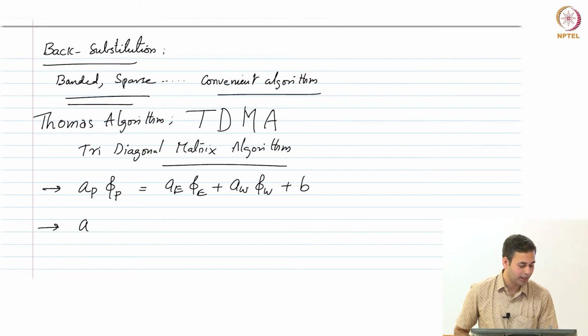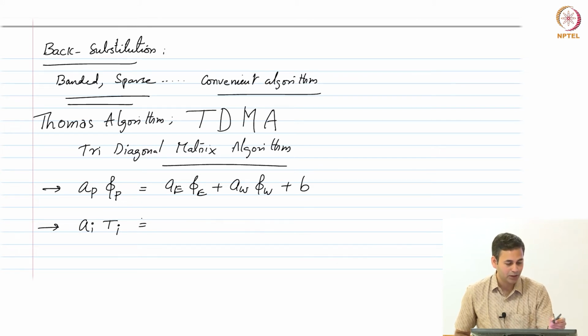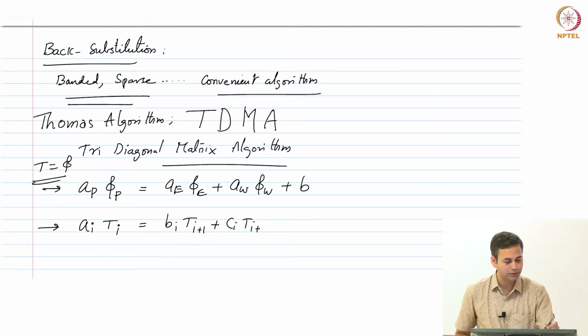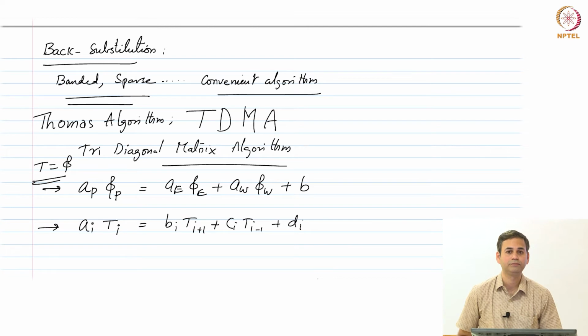So this is basically AI. Let me use the term Ti, so phi P stands for T, we are solving for temperature or some phi. AI Ti equals Bi Ti plus 1 plus Ci Ti minus 1 plus some Di. Now, are these two equations the same? They are the same, because east is nothing but I plus 1, west is nothing but I minus 1.